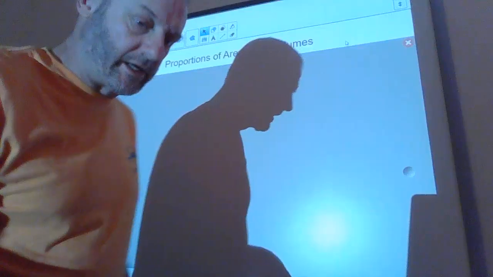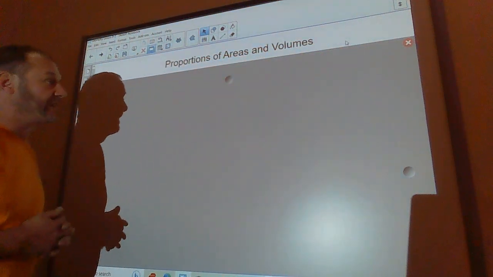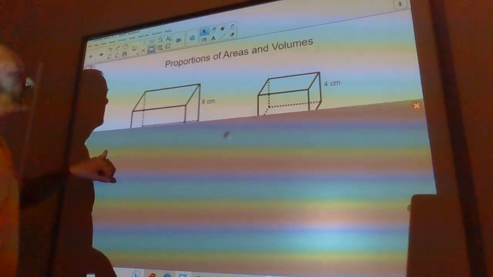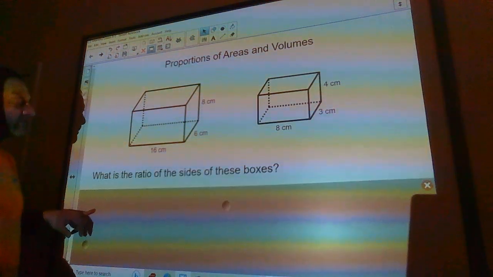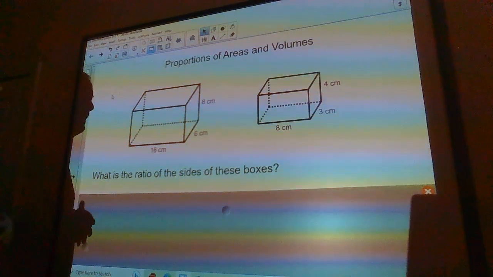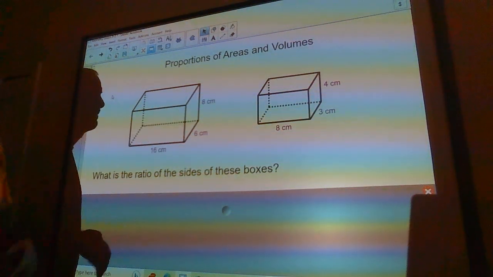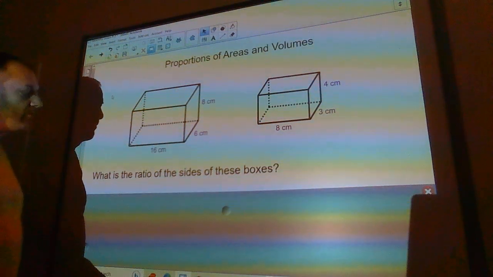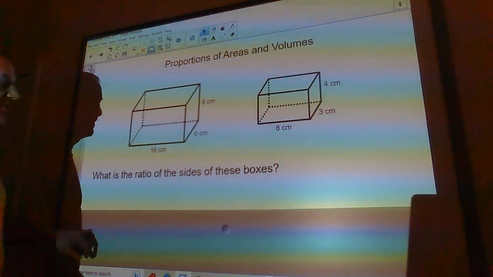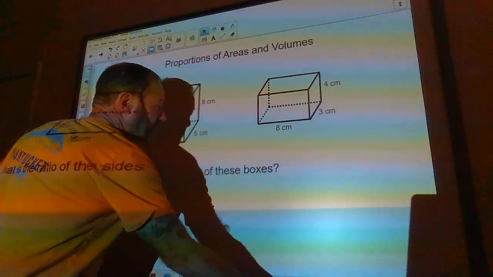Hi guys, today we're going to talk about proportions of areas and volumes. So here we've got two boxes. This one's 16 by 6 by 8. This one's 8 by 3 by 4. So the first question is, what is the ratio of the sides of these boxes?